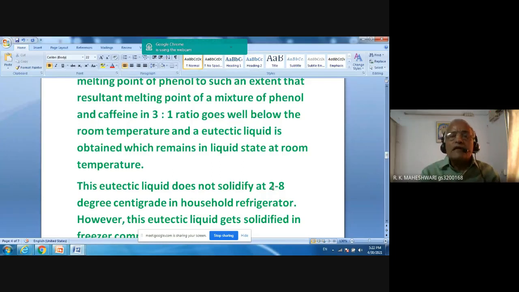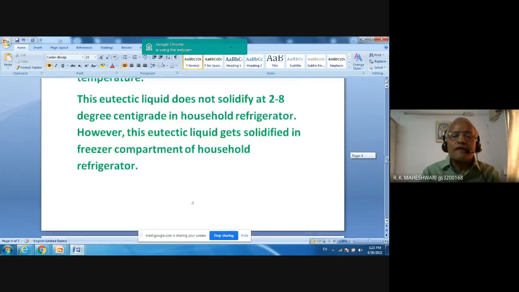In 3:1 ratio, it does not solidify at 2 to 8 degrees centigrade in a household refrigerator where we put vegetables and milk, etc. That is in a cool condition, 2 to 8 degrees centigrade. It does not solidify. But when we keep this liquid in the freezer compartment, however, this eutectic liquid gets solidified in the freezer compartment of a household refrigerator.